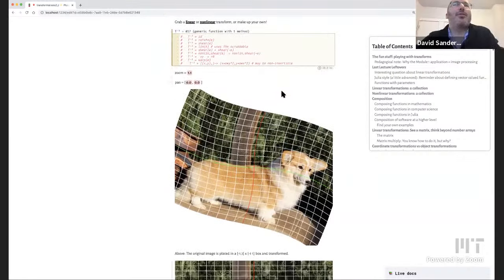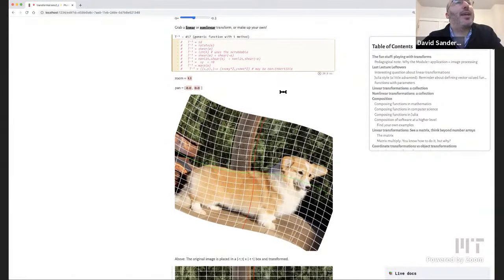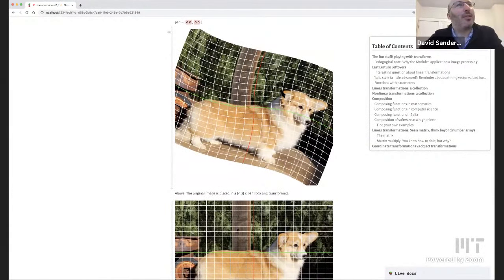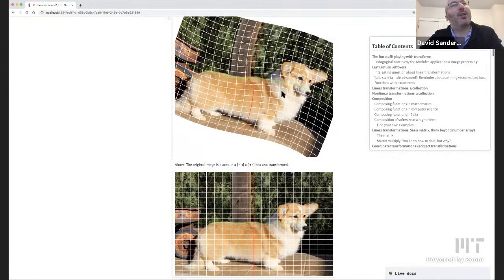So just to emphasize that we are taking each pixel as representing that particular point on the plane, and we're seeing for each pixel, how does that move around?